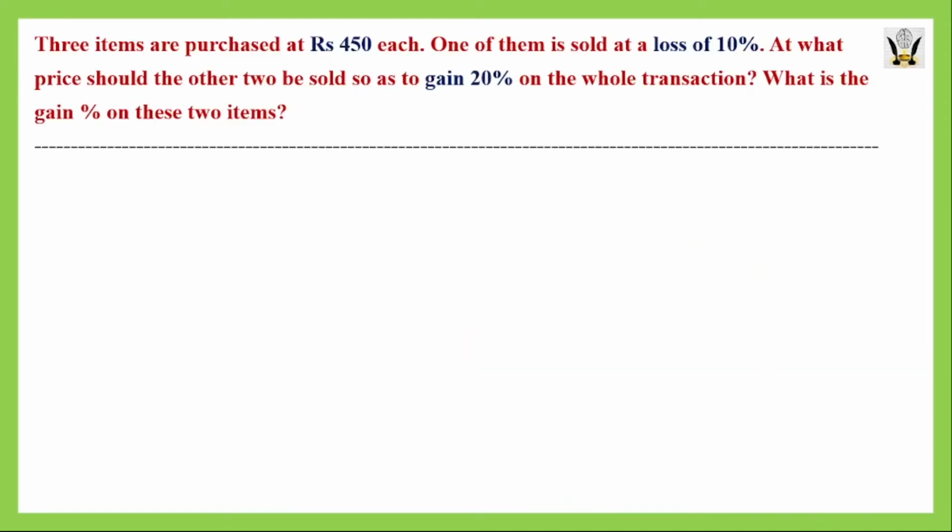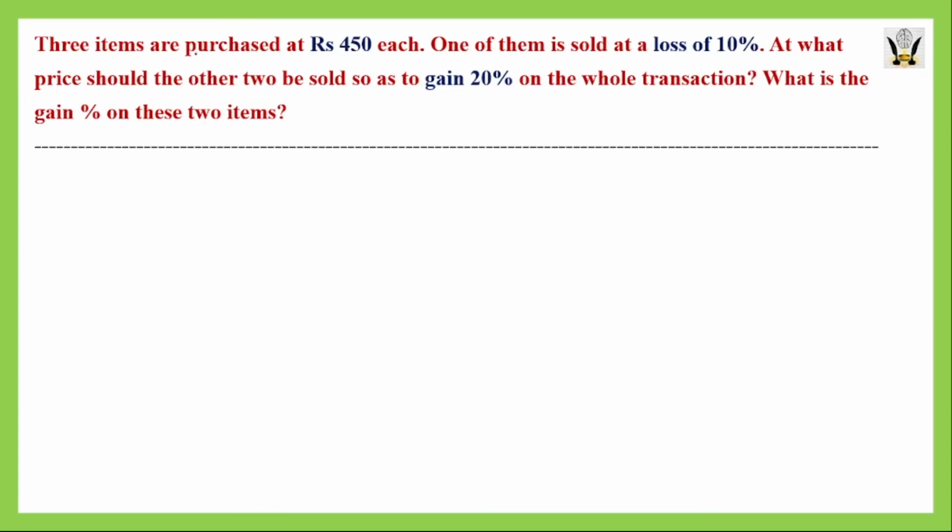Now the next problem is somewhat related to the problems that we have already solved. Here three items are purchased at rupees 450 each. So for each item the cost price is 450, and one of them is sold at a loss of 10%. And at what price should the other two be sold so as to gain 20% on the whole transaction? And what is the gain percent on these two items, the remaining two items, that we need to find.